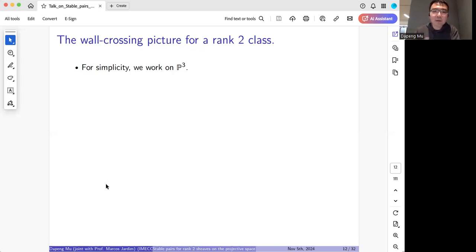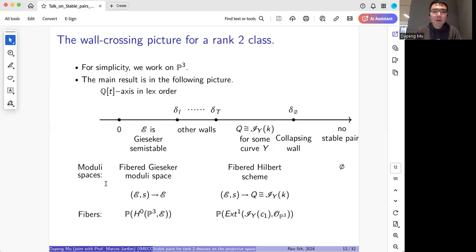Okay, from now on, I will restrict myself to P3. Although it works on some other Fano varieties of Picard rank 1, for simplicity I will just work on P3. So the first main result is all contained in this picture, and I will explain it little by little, from right to left.